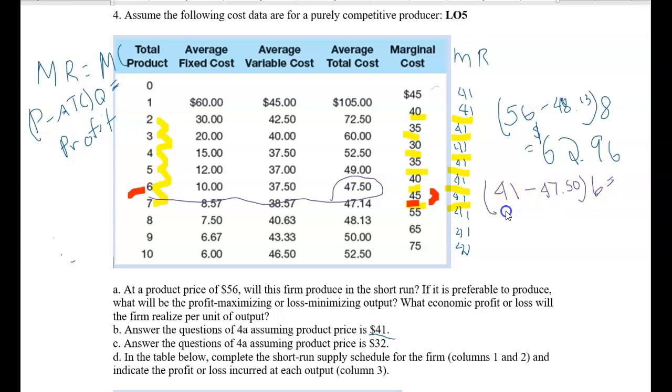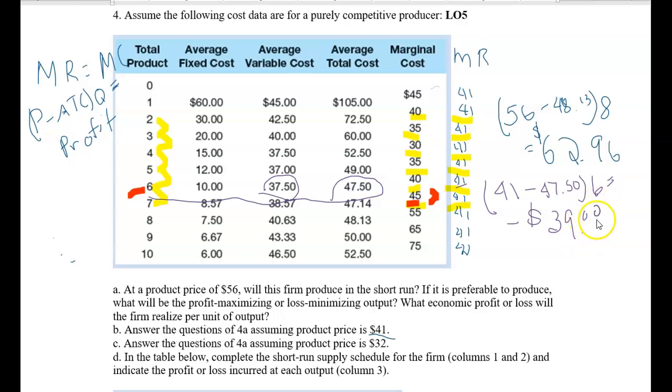So we can already tell that this is going to be a loss based on what we talked about before. We also have to check whether or not we're covering our average variable cost. So we are covering our average variable cost with the price of $41. So we are going to be able to continue to produce. We know that we're going to be operating at a loss. So let's figure out what that loss will be. Okay, and so I get a loss of $39.